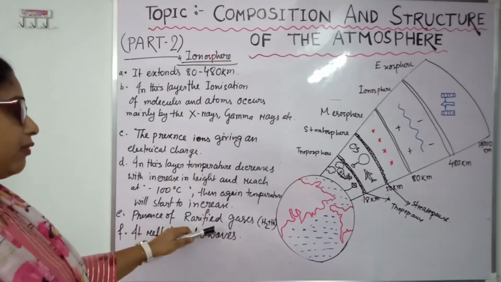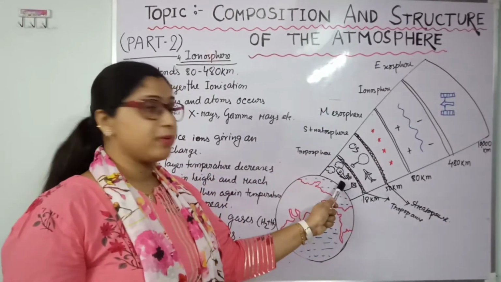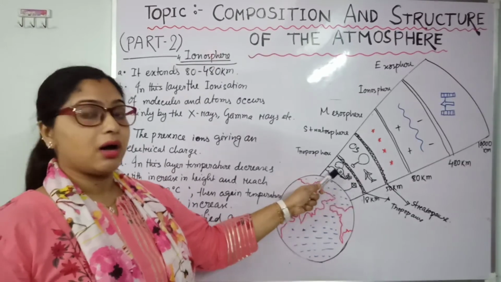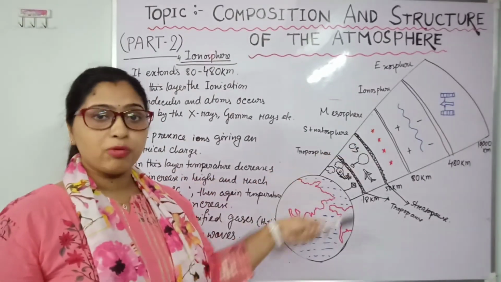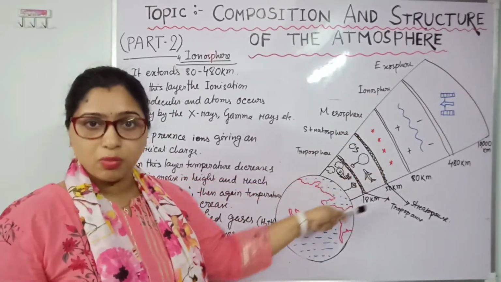Here there is a presence of rarefied gases, very light gases. In the troposphere layer we see the domination of nitrogen and oxygen gas. Even in the stratosphere and mesosphere we see the same composition. That's why this layer is known as the homosphere.